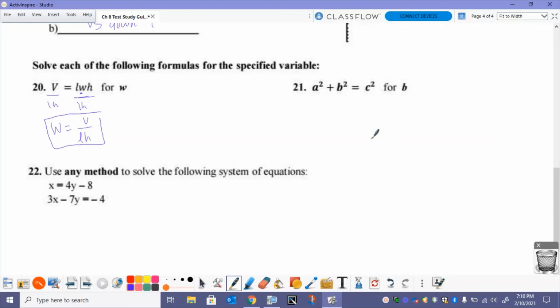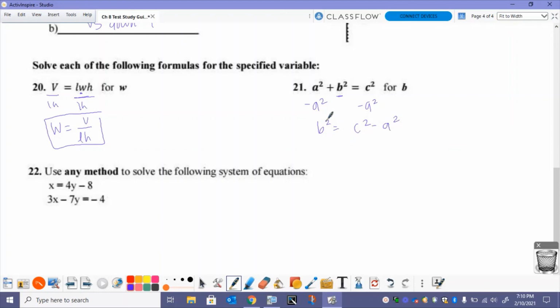Number 21. A squared plus B squared equals C squared, and we're solving for B. Okay, so what are we doing to B? Well, we're adding A squared, which means we need to subtract it to get rid of it. So we're left with B squared equals C squared minus A squared.